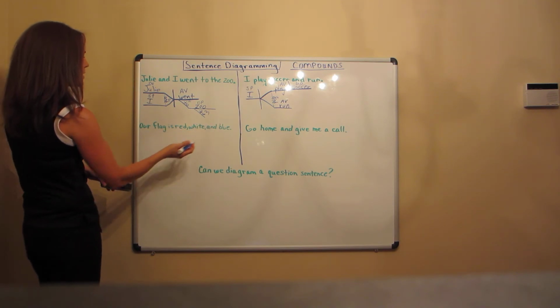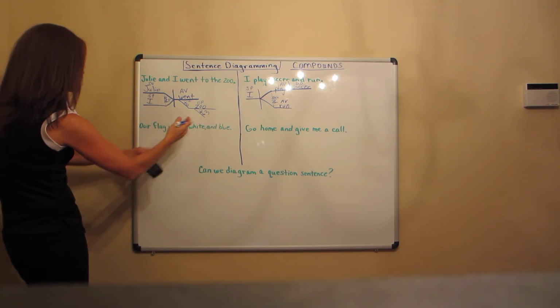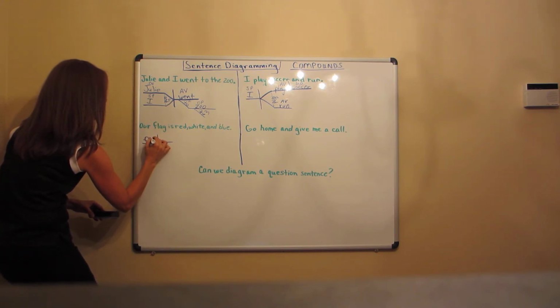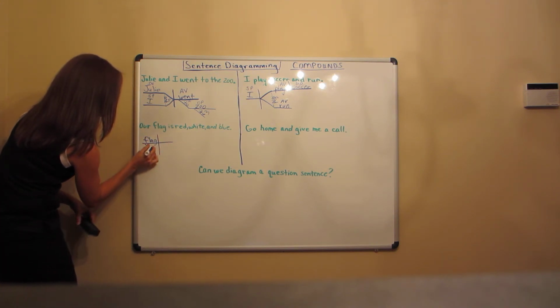Our flag is red, white, and blue. Uh-oh, what do we do with three? Okay, so let's see. Who or what is the sentence about? It's about flag. Our modifies flag.